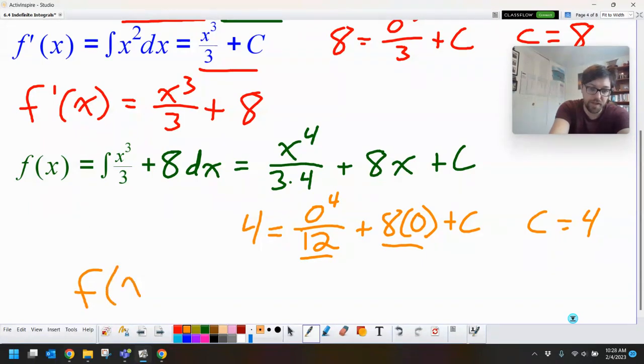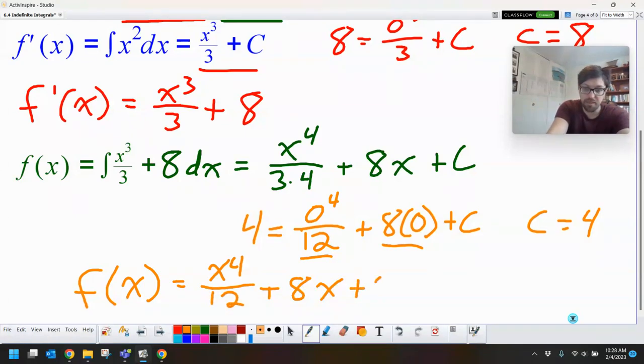Now we can write our original function. f of x is going to be x to the 4th over 12 plus 8x plus 4. If we weren't given those initial conditions, we wouldn't be able to figure out what that c value could be.